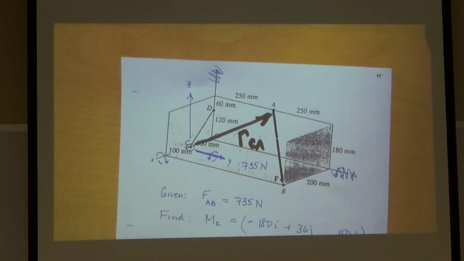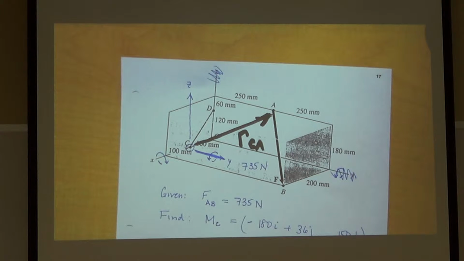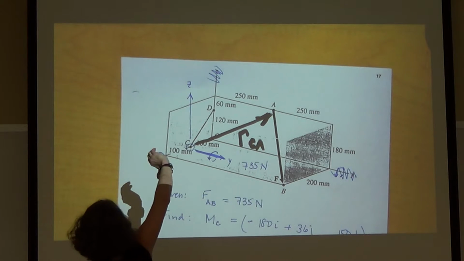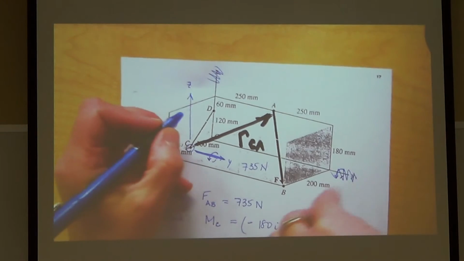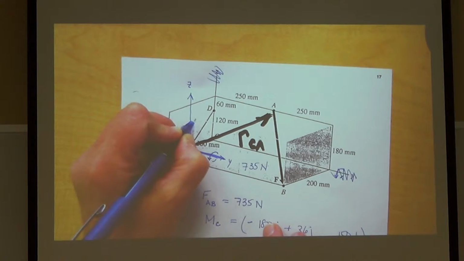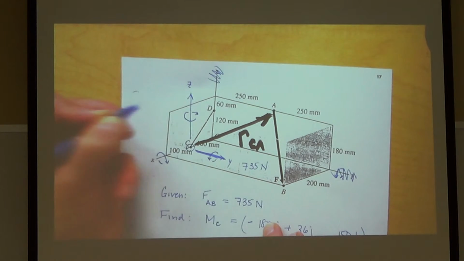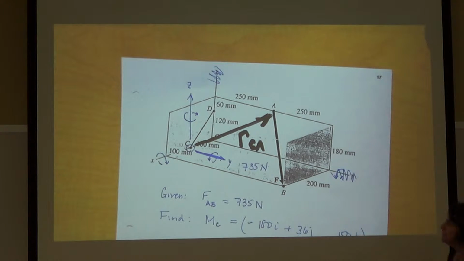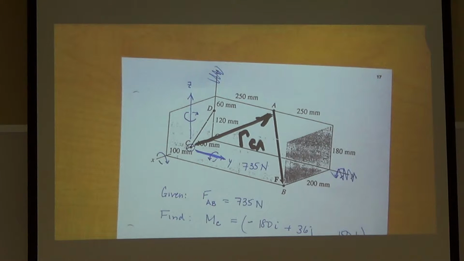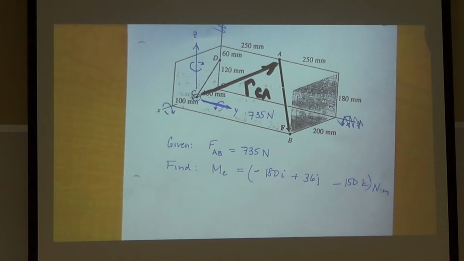So Wes, we're up to you. What was the moment about point C in the z? Negative 150. Negative 150. So how would I draw it up there? Your thumb goes down, so it's spinning around like this, right? How does that look? Does that look right? So that's what I calculate in terms of the moment, and I want to make sure that you're comfortable with the physical feelings.